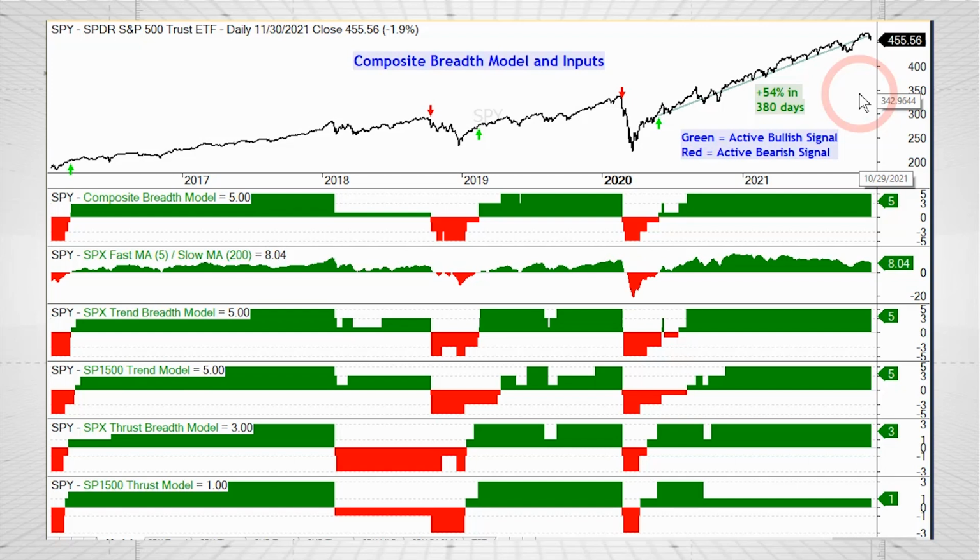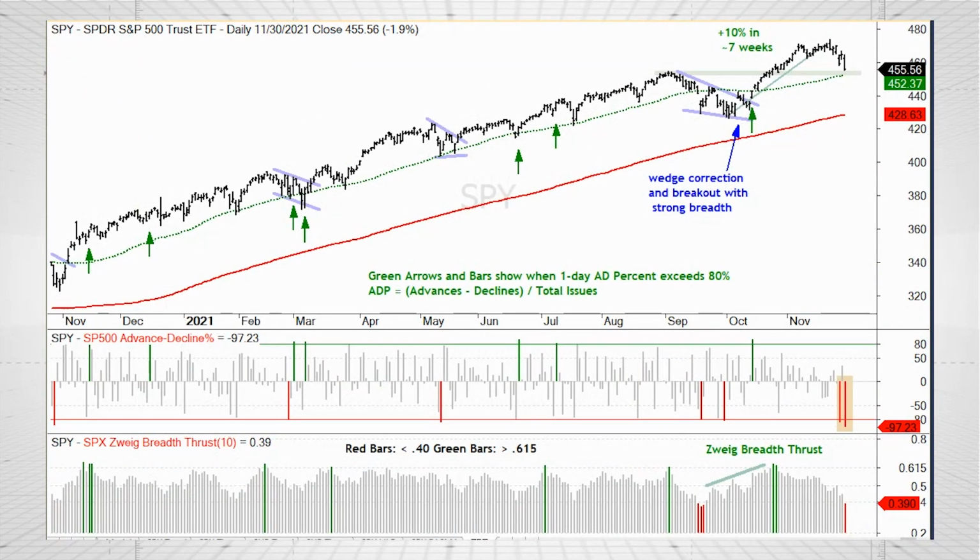But before I do that, I want to look at the short-term breadth situation for the S&P 500. So here's a daily chart. It's a little bit more granular, and we've got the 50-day moving average here. And you can see that the S&P 500 SPDR was up like 10% in 7 weeks. That's a big move, and we did hit a new high.